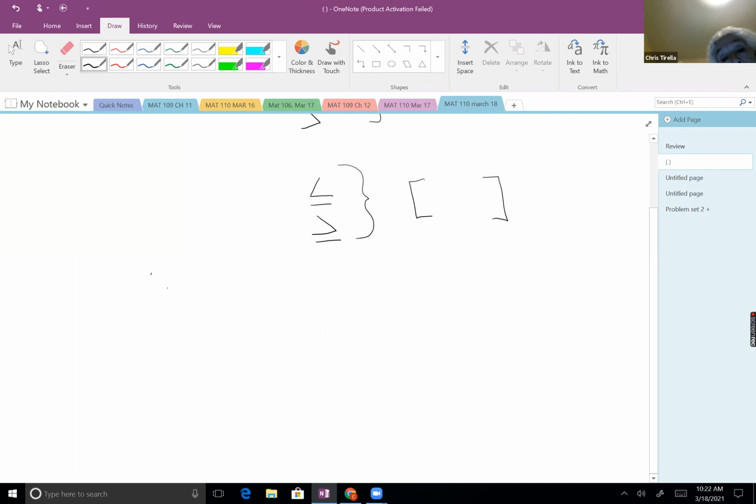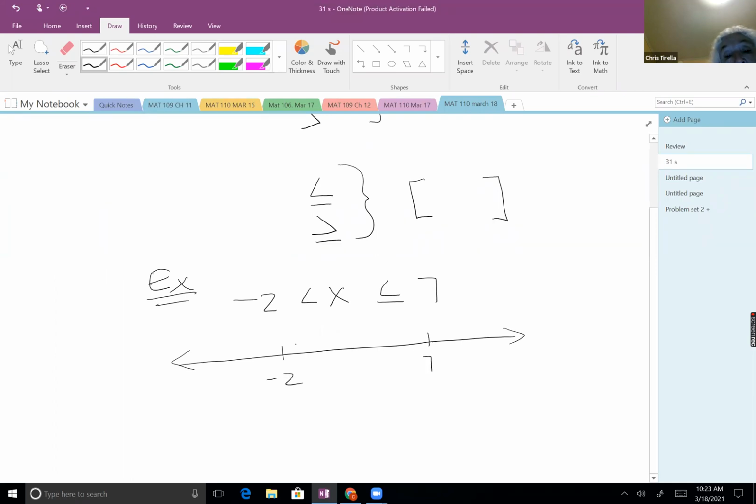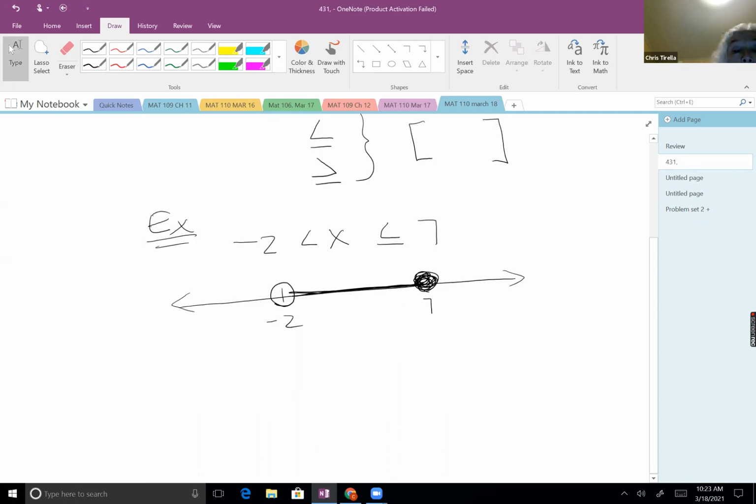So for example, I'm going to pick a random one. Let's say I have -2 is less than x is less than or equal to 7. If I were to do this on a number line, I know I'm looking at values between -2 and 7. I'm not including the -2. I am including the 7, and I want everything in between. And are you okay with the open dot, meaning I'm getting close to that number, but I'm not including it? The closed dot, the colored in dot, meaning, yeah, I want to include that 7.